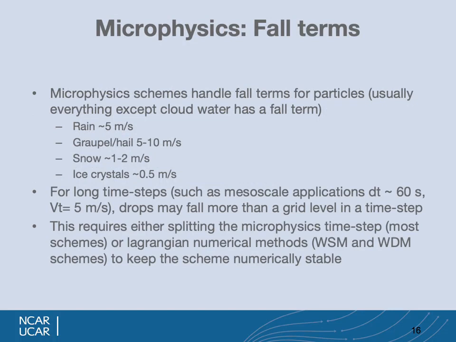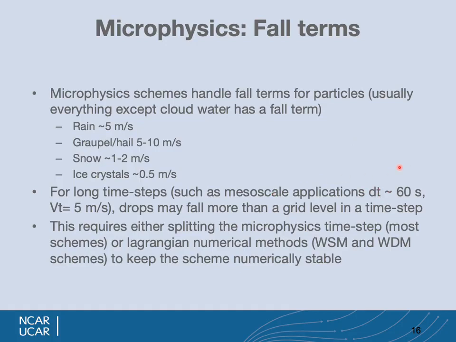So microphysics particles, a lot of them have fall speeds associated with them. In fact, every particle I've described, except for cloud water, will have a fall speed. Rain, typical fall speeds are of the order 5 meters per second, and graupel or hail maybe 5 to 10 meters a second, snow 1 to 2 meters a second, ice crystals about half a meter a second. For long time steps, such as in mesoscale applications, and a fall speed of 5 meters per second, a raindrop may fall more than a grid level in a time step. For example, this would be 300 meters if you have a 60-second time step.